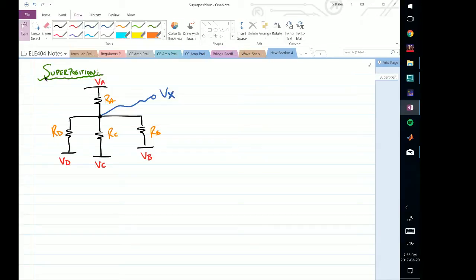So pretty much superposition says that Vx will have some sort of dependence. I mean, this is pretty intuitive if you look at it. It'll depend on VA, VB, VC, and VD in some regard based on the ratios of these circuit elements here, RA, RB, RC, and RD.